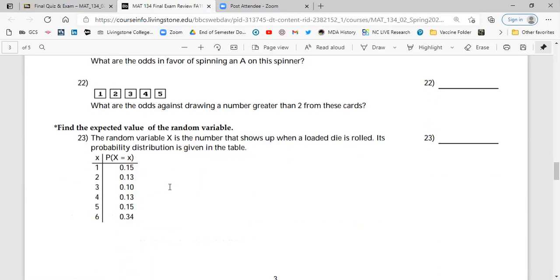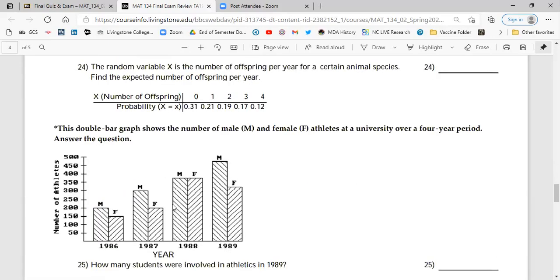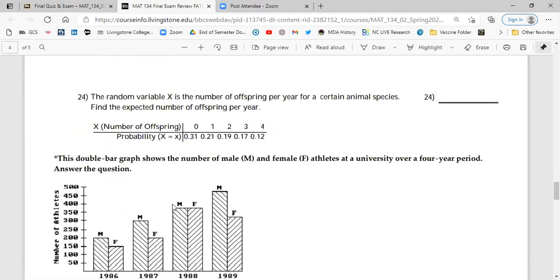Find the expected value. Basically, you're multiplying x times P of x. So you're multiplying 1 times 0.15 plus 2 times 0.13 plus 3 times 0.10 and so on. Questions with that? All right, 24. This is basically the same thing.